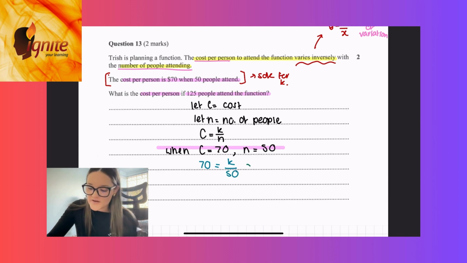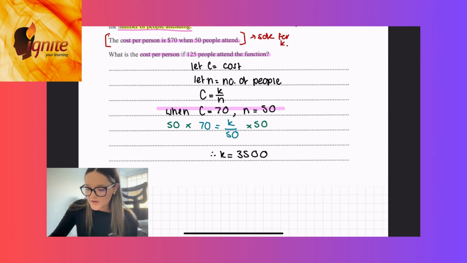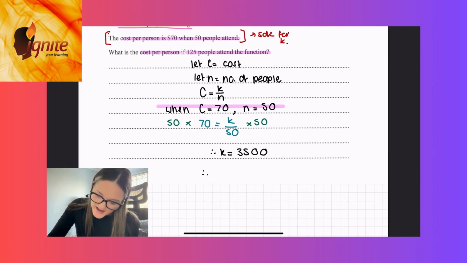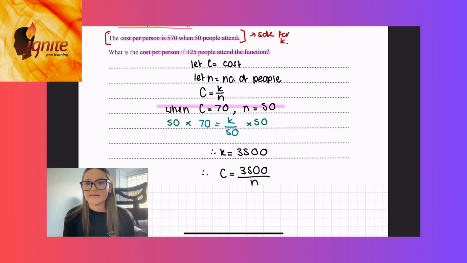And because k is on my numerator and I'm trying to solve for that, I can times both sides by my denominator to get rid of my fraction. So I get k is going to equal 50 times 70, and therefore k is going to equal 3,500. Okay, rewriting my equation now that I have the value of k, I'm going to get that c is going to equal 3,500 over n. Now I've got my equation, I can start to answer the question.